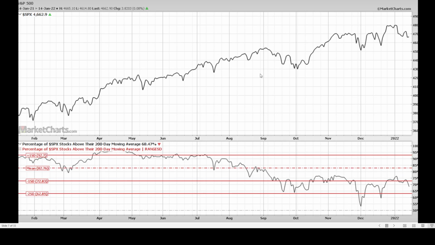As we look at the percentage of S&P 500 stocks above their 200-day moving average, you can see it rolling over. It started to break up to 75%, is now coming down, again suggesting that the broad index is headed lower, because when you get below the 200-day moving average, that suggests your stock is in a bear market. And right now, 30% of the S&P 500 is in a bear market.